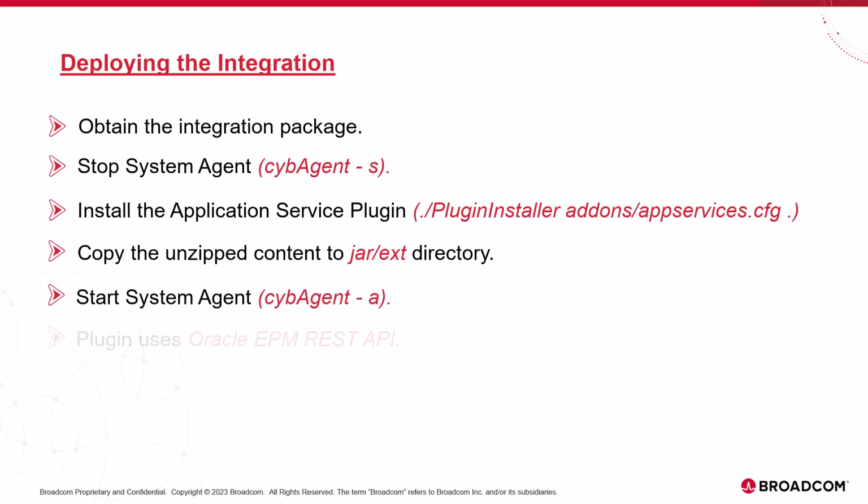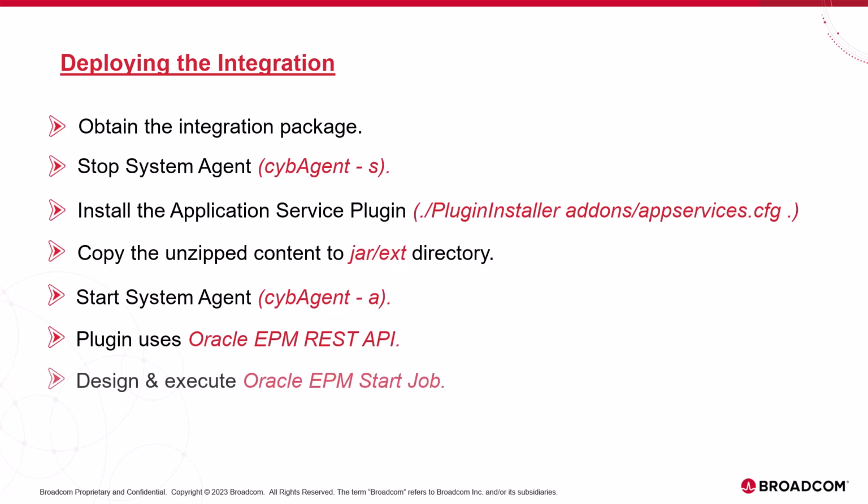Next, we need to install the Oracle EPM plugin extension. This package needs to be downloaded from Marketplace. Look for the Oracle EPM plugin extension for the AutoSys product. It's a zip which you unzip in the agent home directory under jars ext. You should back up and remove the current contents of that directory first.